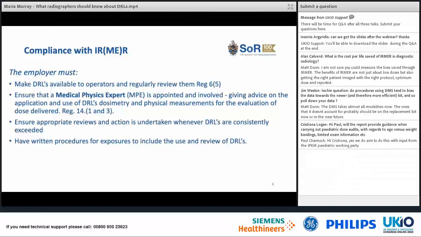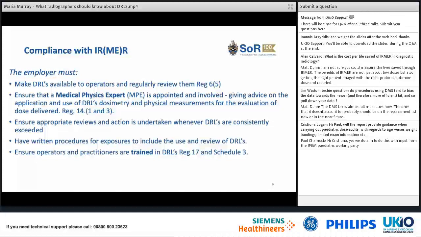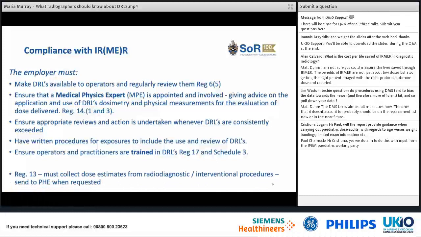There should be at least 14 of them, and they should be a part round about DRLs. And operators and practitioners must be trained in the use of DRLs. That goes without saying. And whenever they are updated or changed, operators and practitioners should be made aware of that. There's a new regulation from the old IRMER.